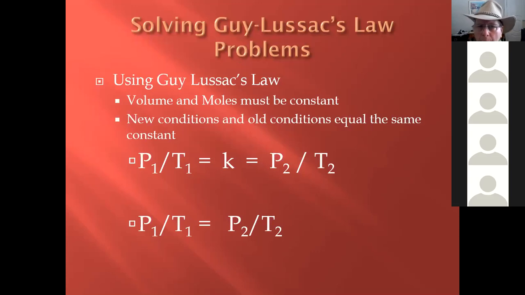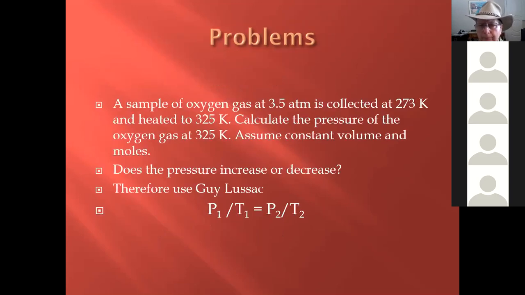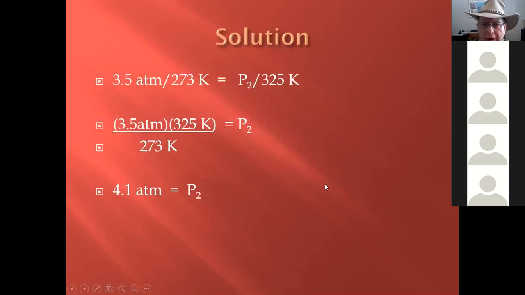Gay-Lussac: P1 over T1 is equal to P2 over T2. A sample of oxygen at 3.5 atmospheres is collected at 273 and heated to 325. Calculate the pressure, assuming constant volume and moles. Again, we're going to keep the 3.5 and the 273 together. That's going to be equal to X over 325, and we get 4.1 atmospheres.